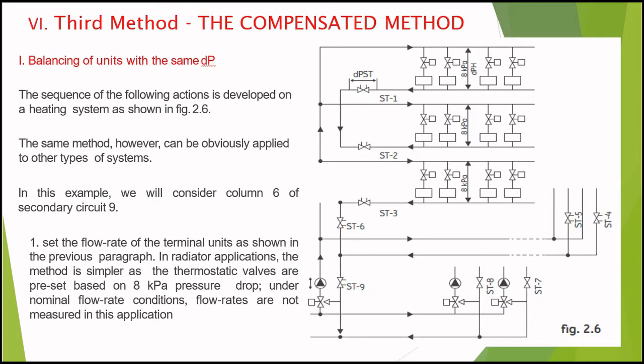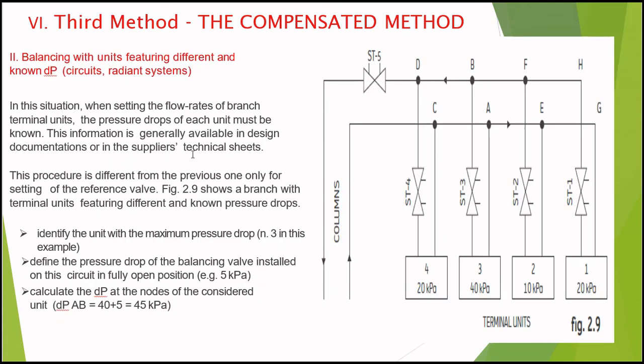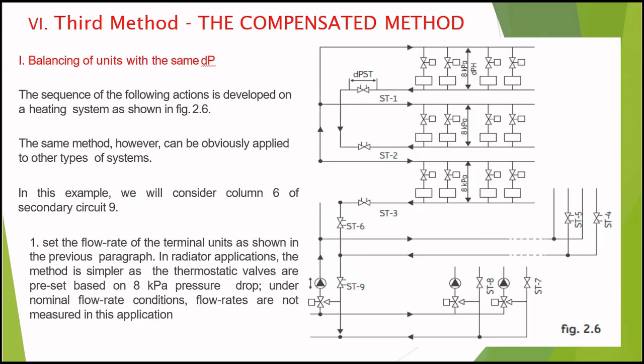In this method, we have two options of the types of circuit. First, balancing of units with the same dP. All the branches have the same dP. Second option, balancing with units featuring different and unknown dP. They are not the same. So let's go to the first option.